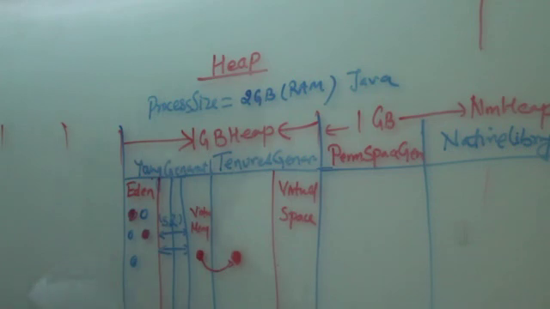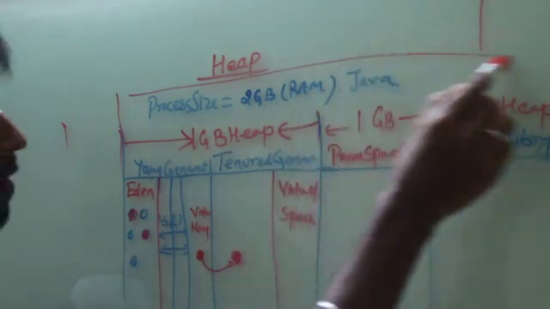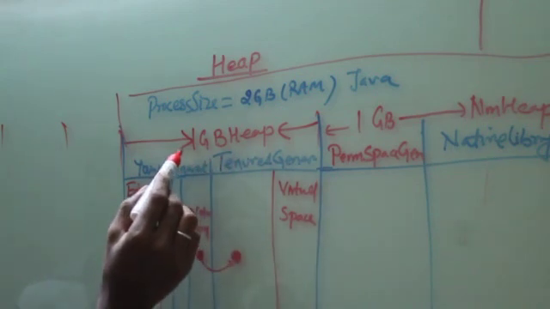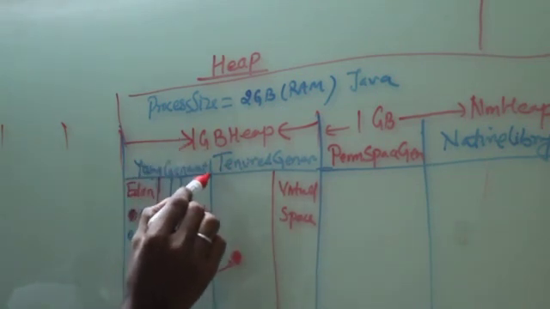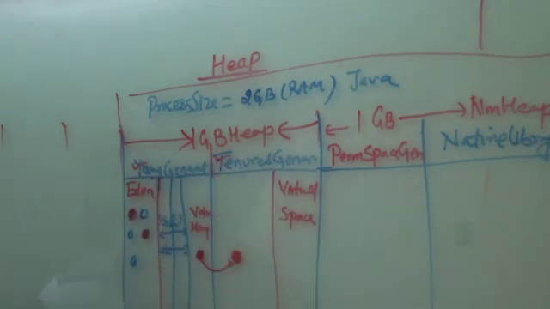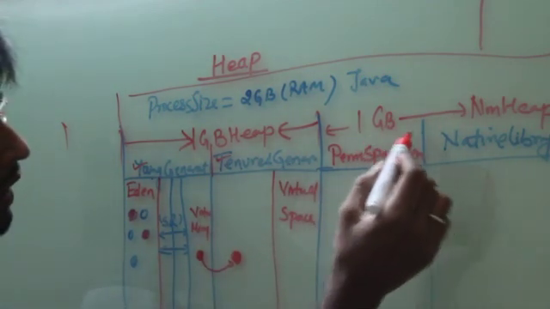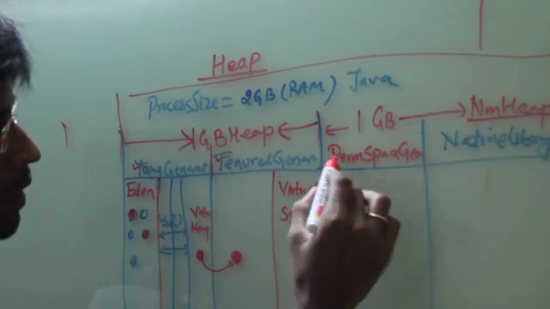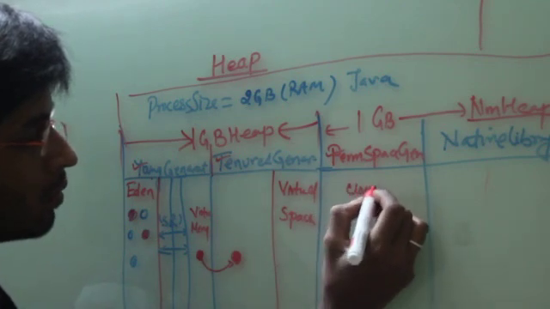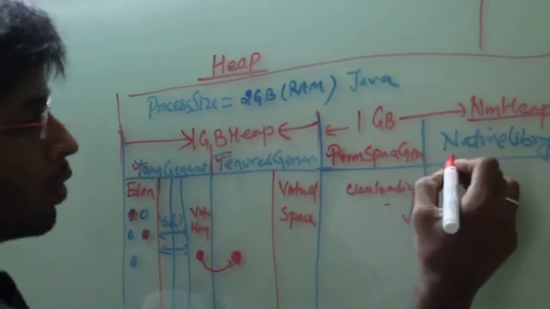So this is the heap area. The process size is 2 GB, then 1 GB if you allocate 1 GB for heap. It is divided into two parts, young generation and tenured generation. The tenured generation is referred to as the old generation also. And the next 1 GB is for the non-heap area, where perm space gen will come, like class loadings. Okay, and this is the pure native area.